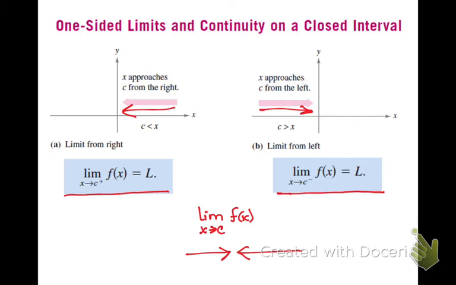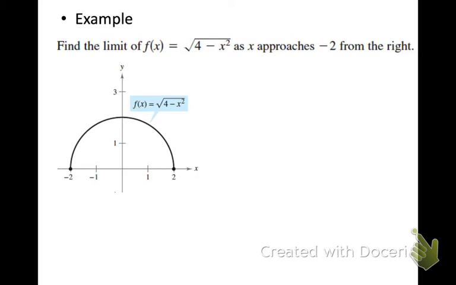Am I good? Okay, find the limit of f of x as it approaches -2 from the right. So we would write that as the limit as x approaches -2 from the right of the square root of 4 minus x squared.